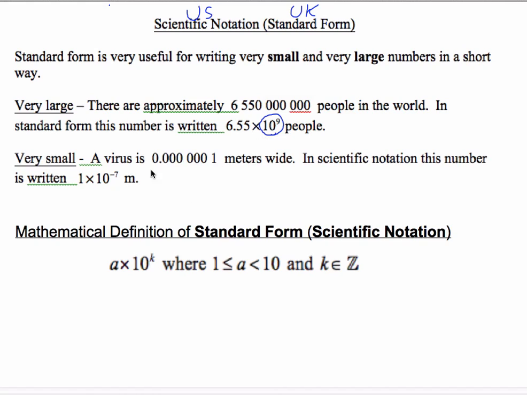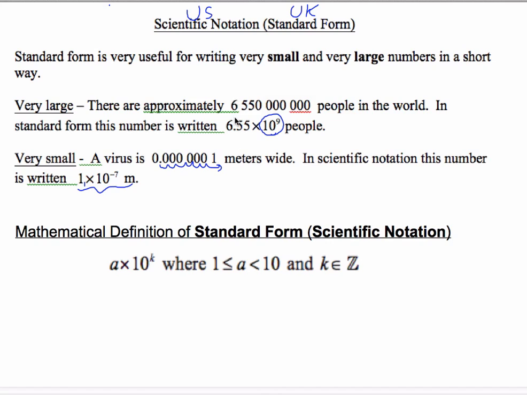A very small number works the same way, so you can write the size of a virus as 1 times 10 to the power of negative 7. Don't count the zeros or anything like that. We count where the decimal moved. The decimal point went 1, 2, 3, 4, 5, 6, 7 spots, so it has to be negative 7. If you see a negative exponent, it's going to be a very, very tiny number.